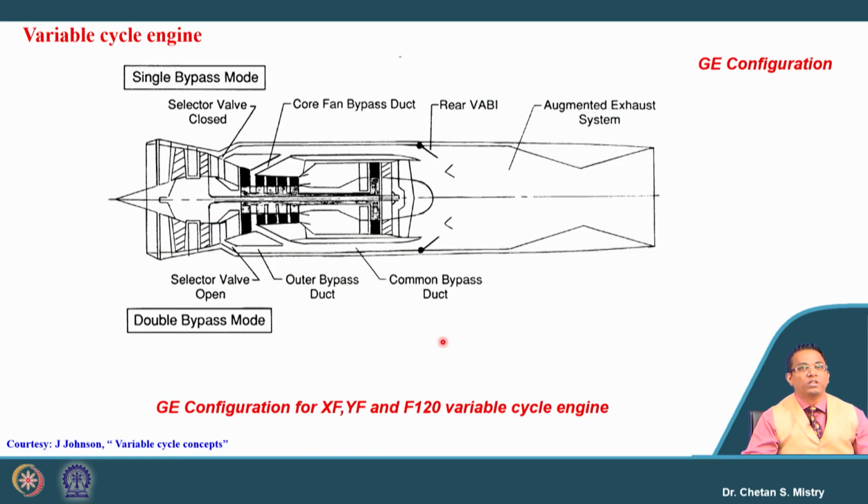Okay. So this is a configuration which was explored by GE, what we have discussed in terms of VB1, VB2 and VB3. This configuration is for the XF, YF, F120 variable cycle engine. So GE is also working on the development of this variable cycle engine.